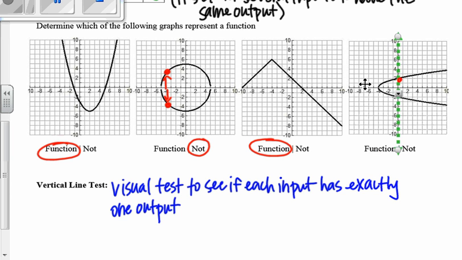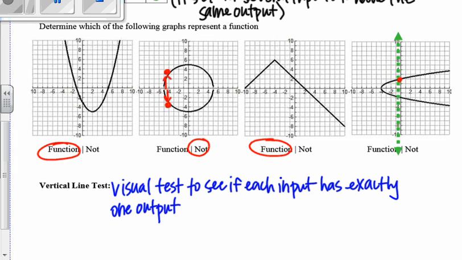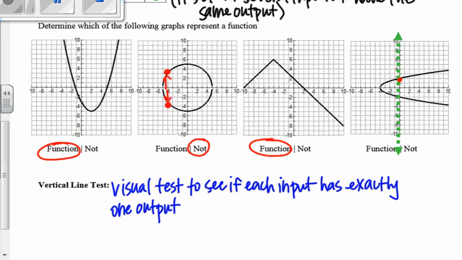So this is not a function. Oh goodness, having some trouble here. Bear with me. This is not a function.